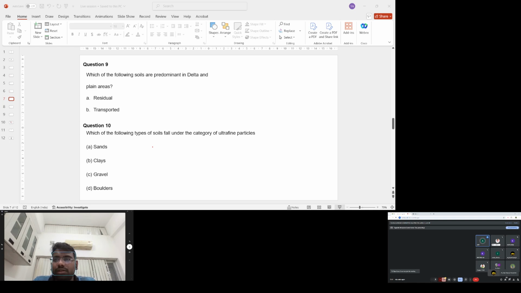How many of you have studied Stokes law? In fine grained analysis we have. Stokes law also comes in 10 plus 2 physics. If you drop a solid in a column of liquid, its deposition depends on the particle size as well as its terminal velocity. That is one of the applications.